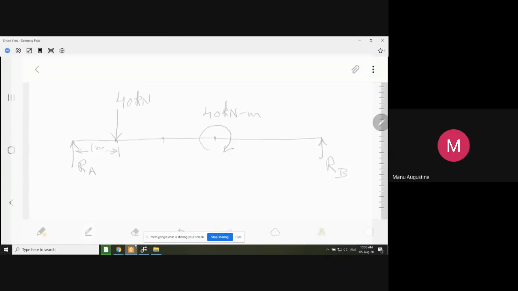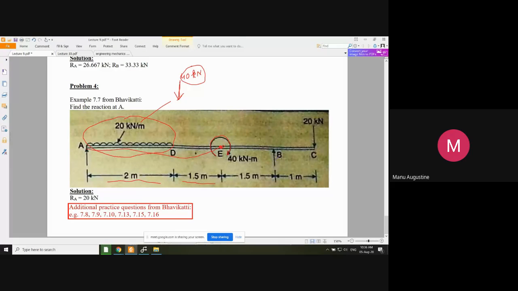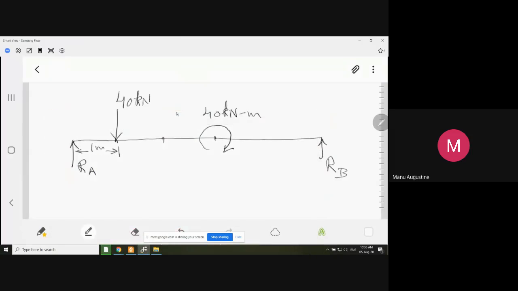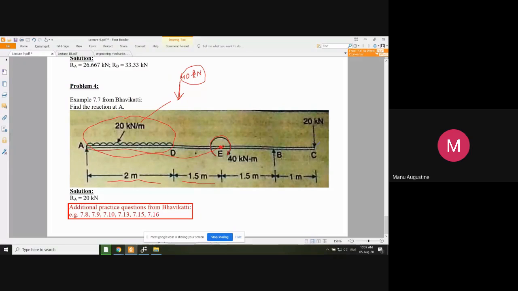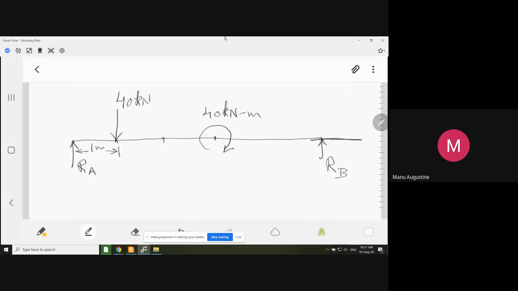And now, reaction at B, which is unknown, and there is an overhang also, please remember. B के beyond, एक overhang भी है. And at this extreme point, there is a simple vertical point load of 20 kilonewton. So let us draw that also.